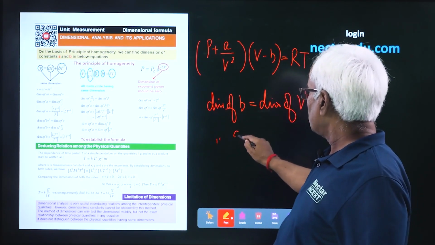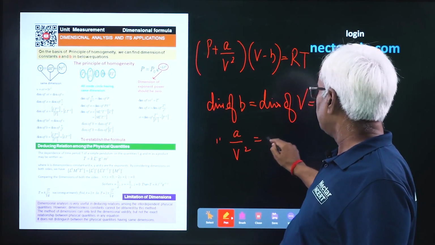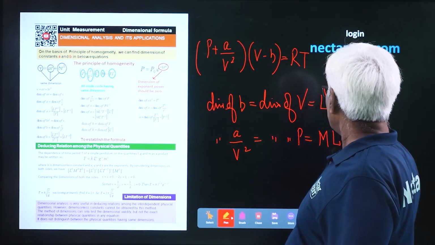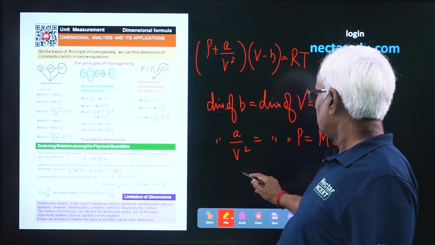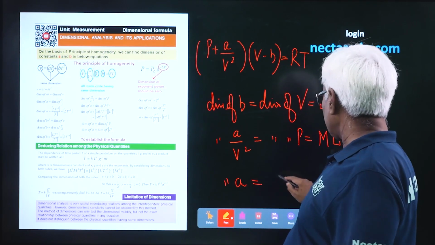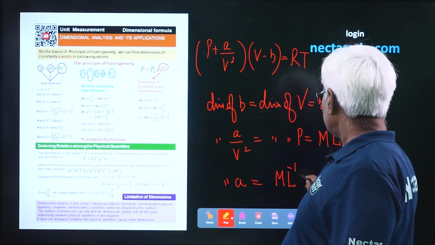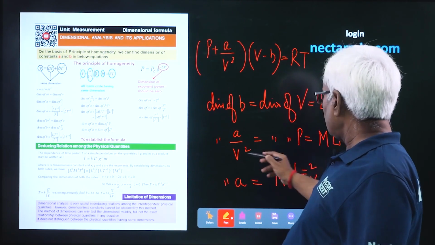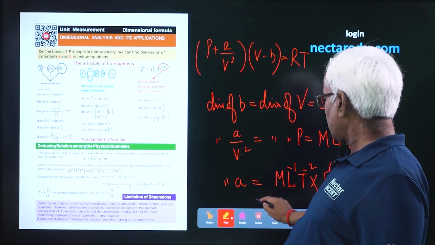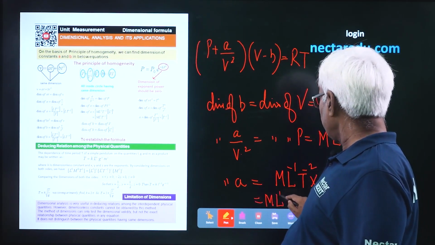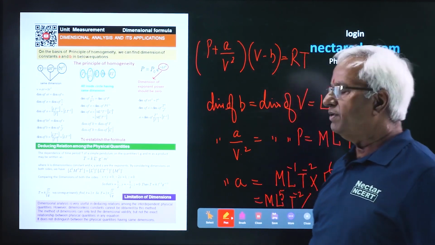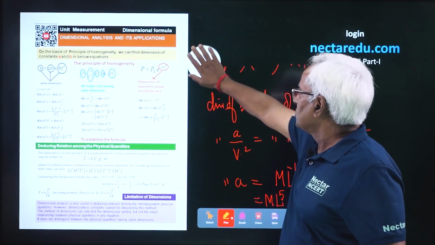Similarly, the dimension of a upon V square will be the dimension of P, that is pressure, and you know pressure has the dimension ML^-1 T^-2. That's why the dimension of a will be equal to this, with V square multiplied over here, that is L cube squared, L^6. The whole thing becomes ML^5 T^-2. This is the dimension of a, which is in fact the van der Waals constant.